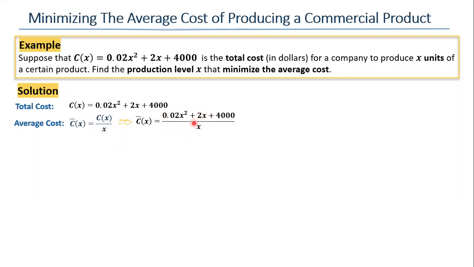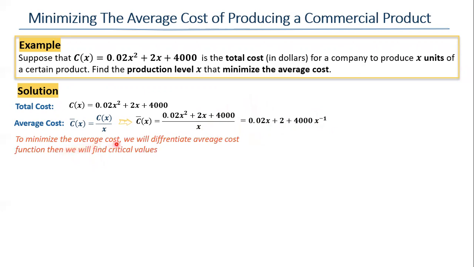We can simplify now by distributing. 0.02x squared divided by x: 0.02 divided by 1 is 0.02, x power 2 divided by x power 1 gives x power 1. 2x divided by x gives 2. 4,000 divided by x gives 4,000 x power negative 1, the reciprocal.